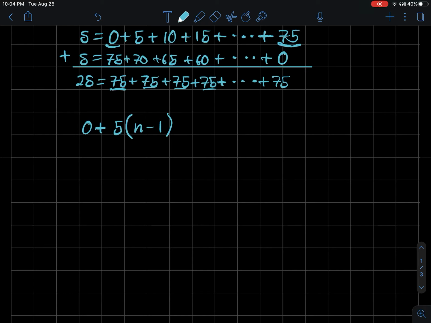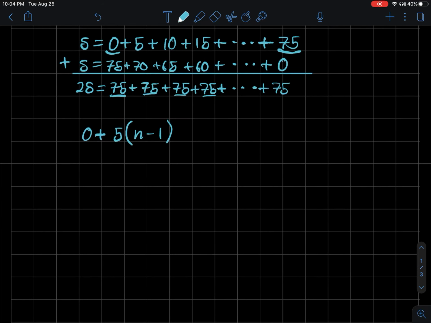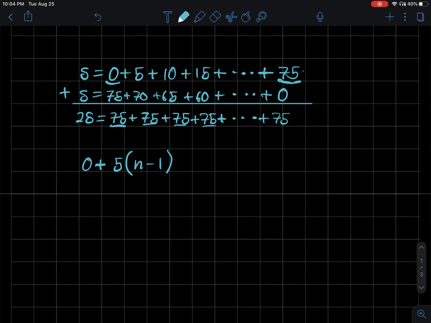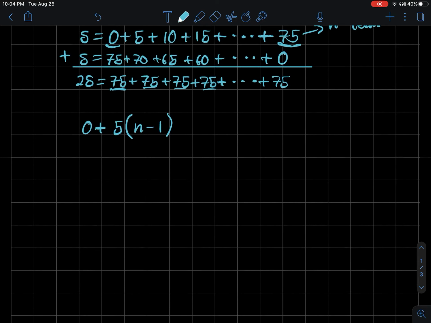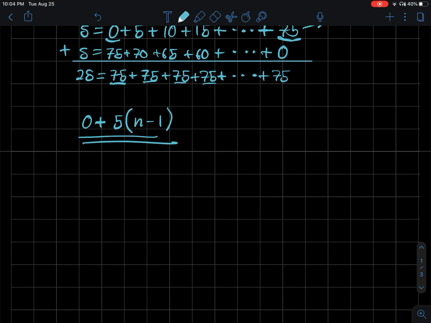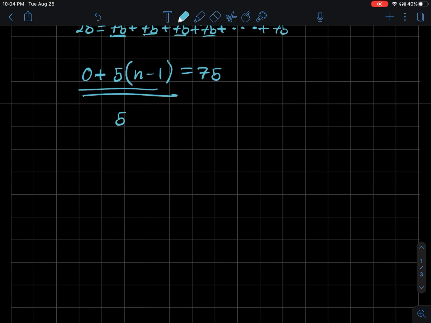Now, to find how many terms there actually are in the sequence, we'll just leave this as n, but we know the last term is 75. So let this be the nth term. We want to find what the value of n is. So we use this right here. This is a general form for any term, and since we want it to be 75, we'll let this equal 75. Then the 0 is just 0. We can ignore that. 5n minus 5 is 75.